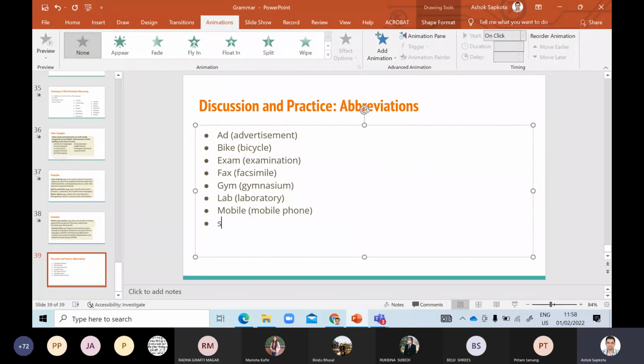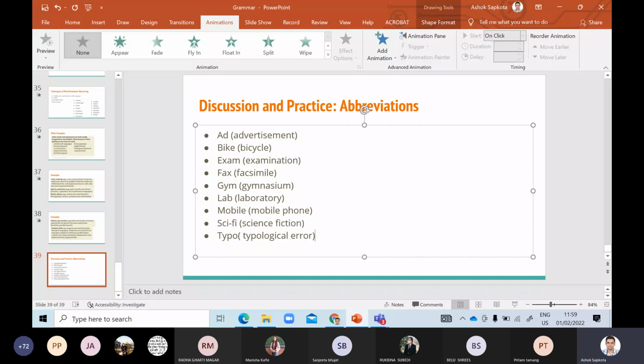We even say sci-fi. What does this mean? Science fiction. We often say typo. But the full form of this typo is typographical error. Look, this is how we need to know about the ideas that we need to talk about.